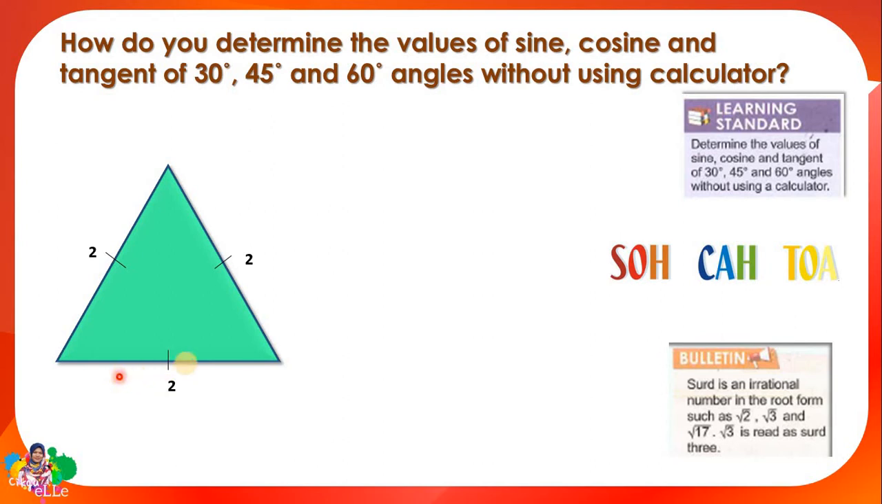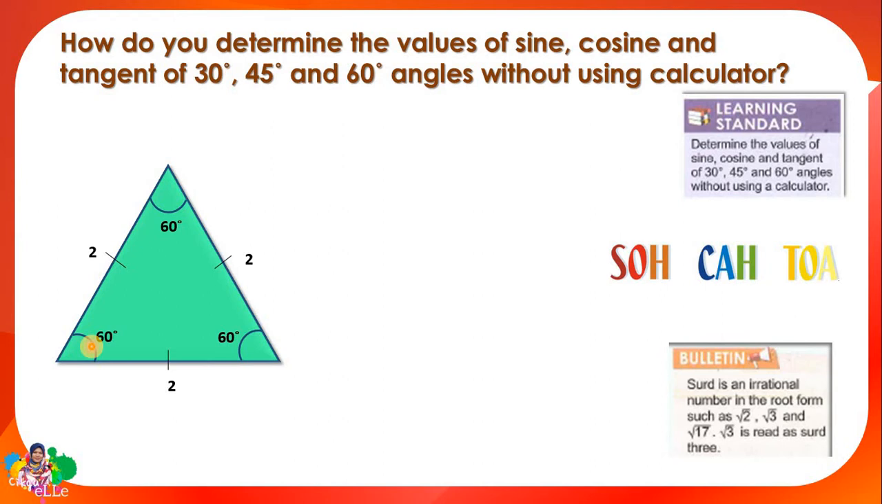Okay, the other property of equilateral triangle is that the interior angles have equal size. What is the value for this angle? 180 divided by 3. Therefore, this angle is 60 degrees.